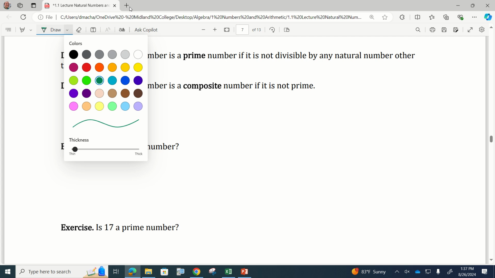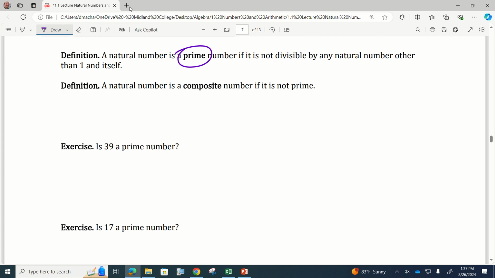A natural number is a prime number if it's not divisible by any natural number other than 1 and itself. So that's what we call prime. It doesn't have any factors. A natural number is a composite number if it's not prime. So a number is either prime or composite. It's got to be one or the other, because composite just means it's not prime.